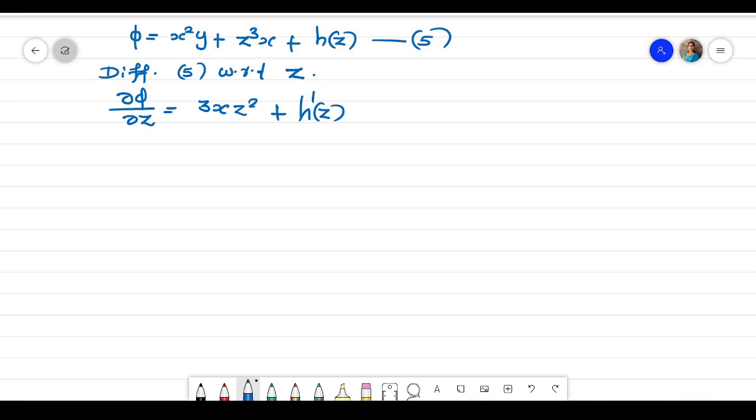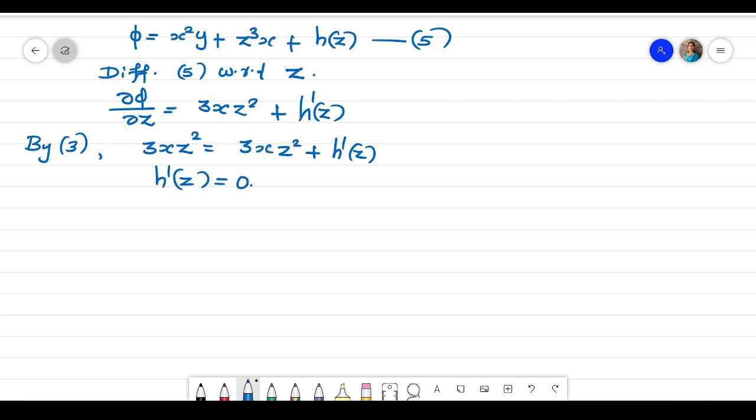Now we can compare this dou phi by dou z with equation number 3. Now by equation number 3 we have, what is equation number 3? Dou phi by dou z equal to 3x z square. So 3x z square is equal to 3x z square plus h dash of z. Now from this equation we will have h dash z is equal to 0. So what is h of z? So h of z is equal to a constant. We can represent the constant as c. So h of z is equal to c.